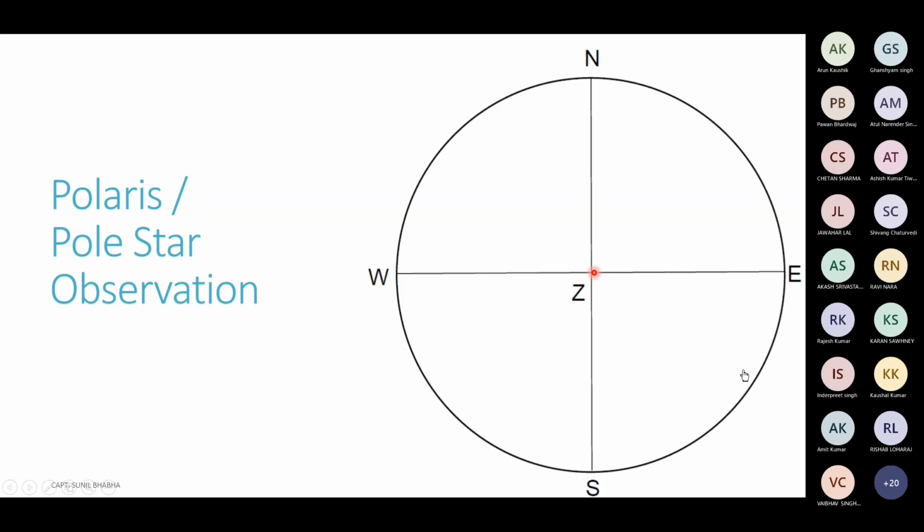At the center of this diagram, we have the zenith of the observer, the point directly overhead, represented by alphabet Z. And on the circumference, we have the points N, E, S, W, representing the rational horizon of the observer. Our observer is in North Hemisphere in this case.